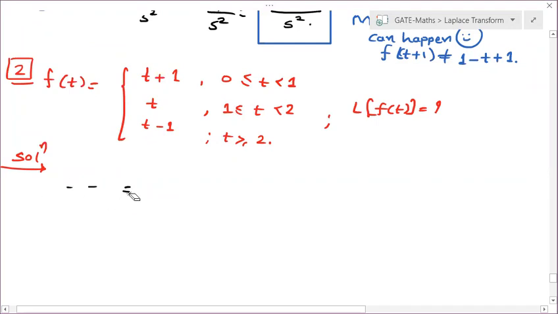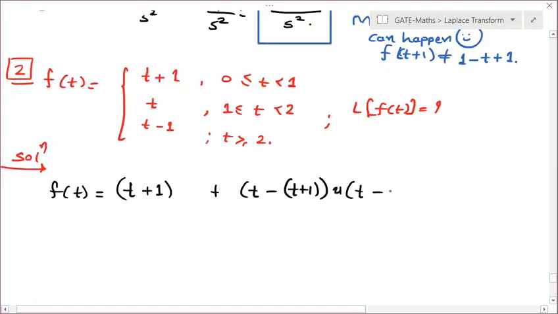So first, before applying Laplace, let us convert this function. Your function can be written as: first function as it is, t plus 1, then second function minus first function, t minus (t plus 1), times u of t minus 1, your first value is 1. Just observe these values. Then plus third function minus second function, t minus 1 minus t, times u of t minus 2, the second value. Is it clear or not? f1 plus (f2 minus f1) plus (f3 minus f2).